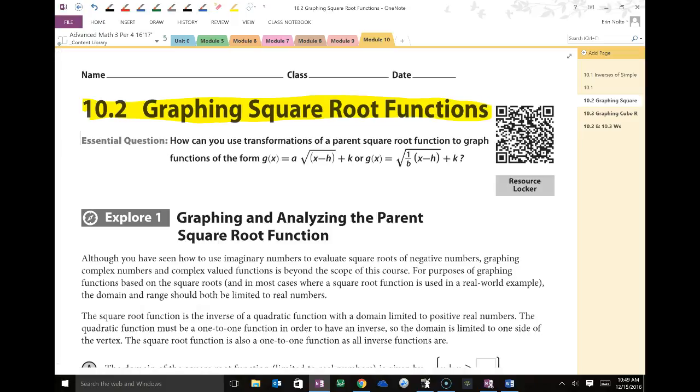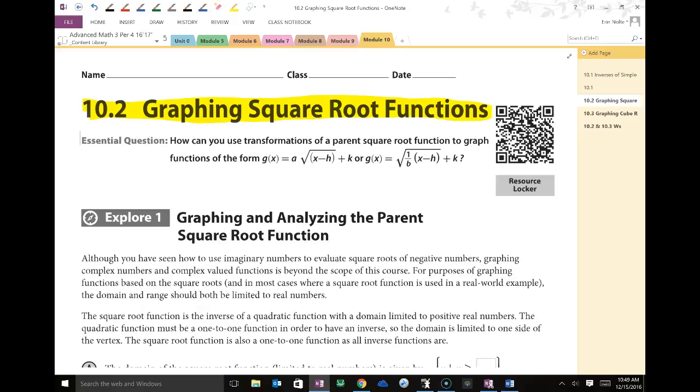So today what we're going to do is 10-2 and 10-3 together, because 10-2 is graphing square root functions and 10-3 is graphing cube root functions. We're just going to do two functions in one day. We've already done translations. This will be a piece of cake.